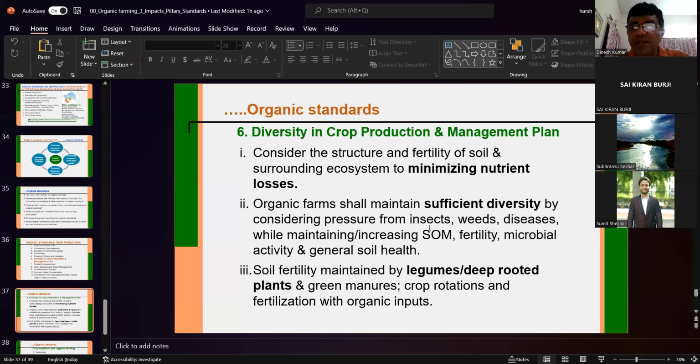Organic farm shall maintain sufficient diversity by considering pressure from insect, weeds, diseases, while maintaining increasing soil organic matter, fertility, microbial activity, and general soil health. So these are the guidelines. Soil fertility maintained by legumes or deep-rooted plants and green manures. So these are actually the result of diversity, crop rotations and fertilization with organic inputs. So this is how you see different organic standards.